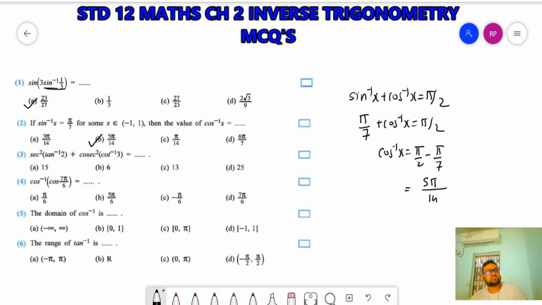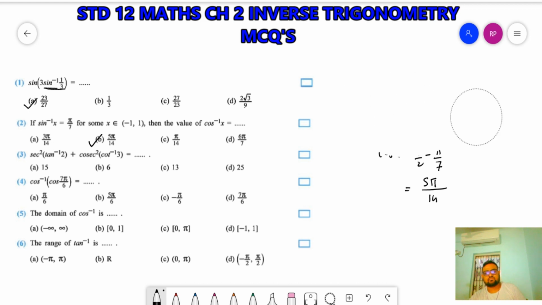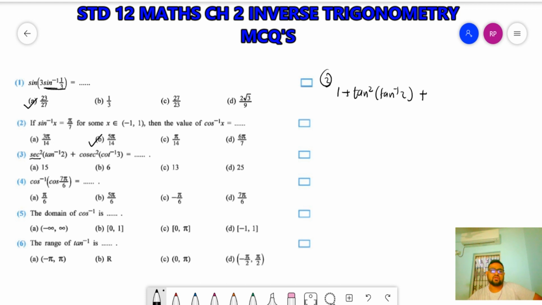Okay. Now let's move to the third one. Now question number three, sec square tan inverse 2 plus cosec square cot inverse 3. So what I need to do, I need to convert this sec square into tan square. So sec square theta equal to 1 plus tan square theta. So this will be equal to 1 plus tan square tan inverse 2 plus cosec square theta, that is equal to 1 plus cot square theta. So 1 plus cot square.